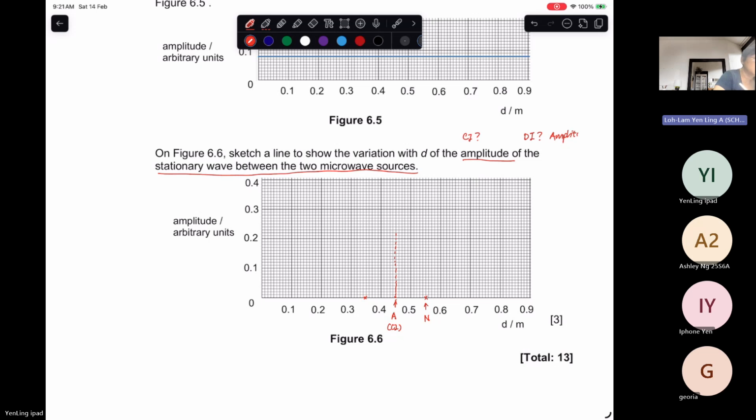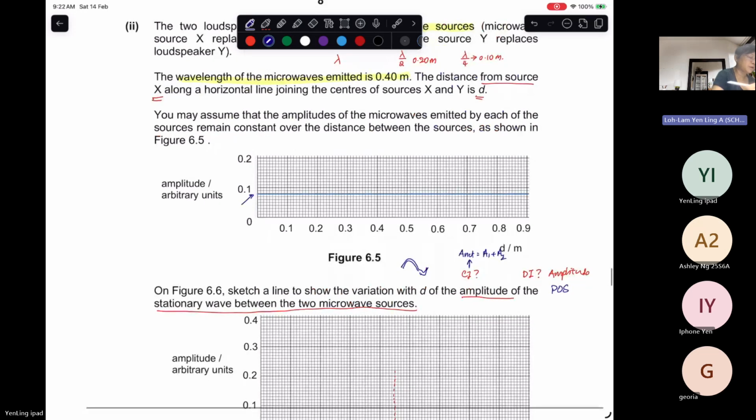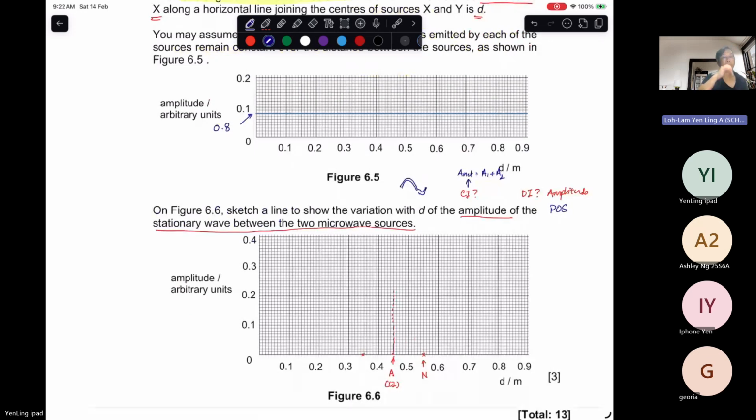What is the amplitude? Inherently, this question is testing you on the principle of superposition. Okay, so we know that at constructive interference, you have the two waves in phase that meet. When they are in phase with each other, the net amplitude is going to be the amplitude of one plus the amplitude of the second one. And what's the amplitude? If you read off from the graph, this is 0.8. So 0.8 plus 0.8 is 1.6. So I should be marking the amplitude at 1.6.